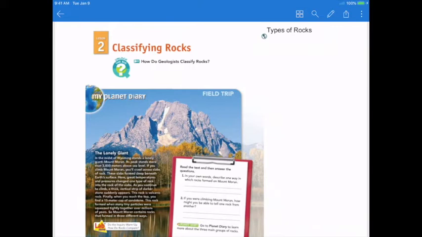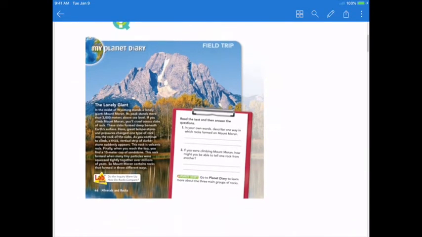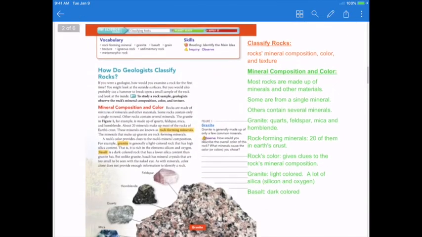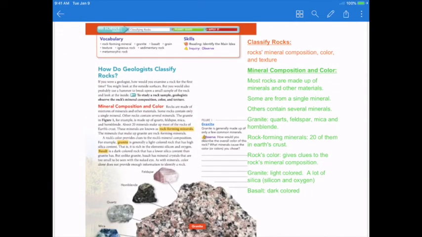Okay. All right. So we're on page 44. You can read about the lonely giant, you could just read that. Okay, next part. So how do geologists classify rocks? So a couple things. Rocks are classified based on their mineral composition. That means what kind of minerals they're made of, what color the rocks are, and also what the texture is. The mineral composition and color.